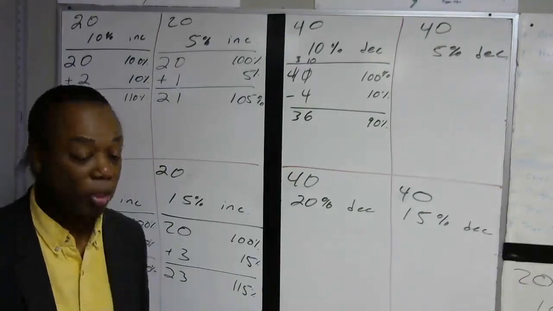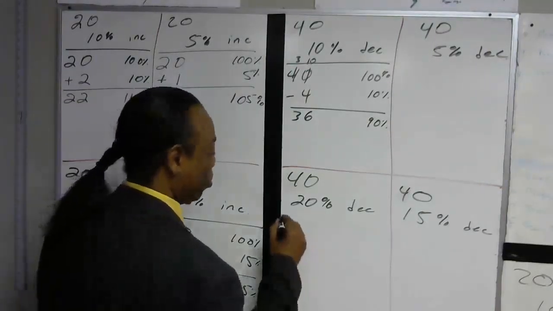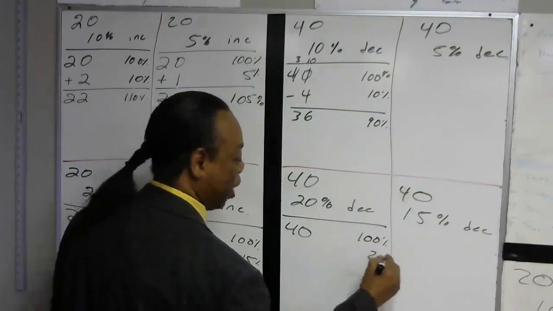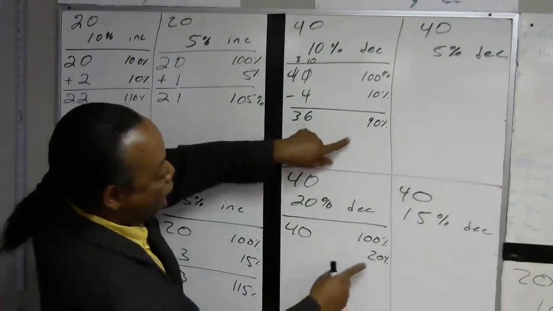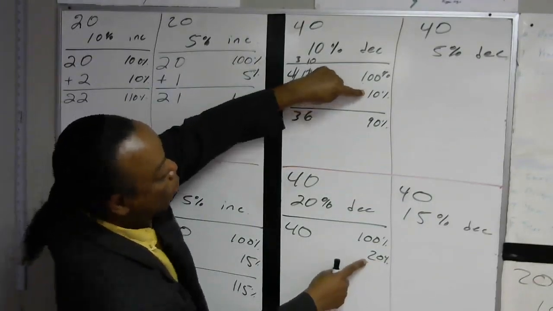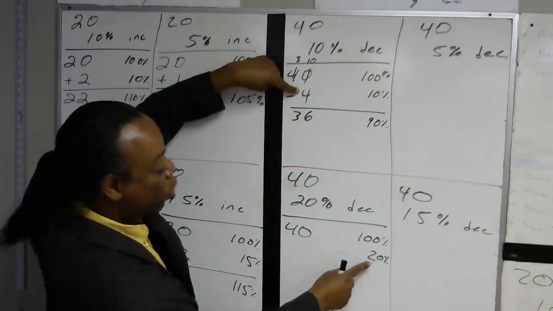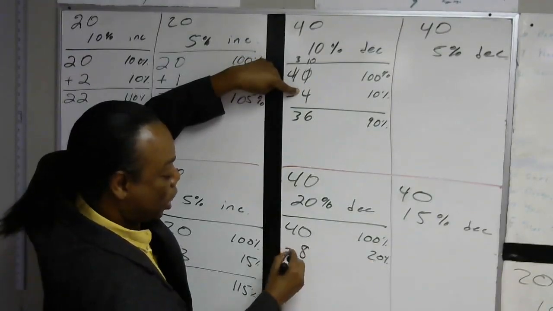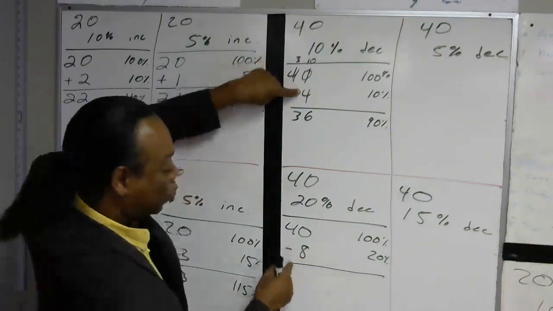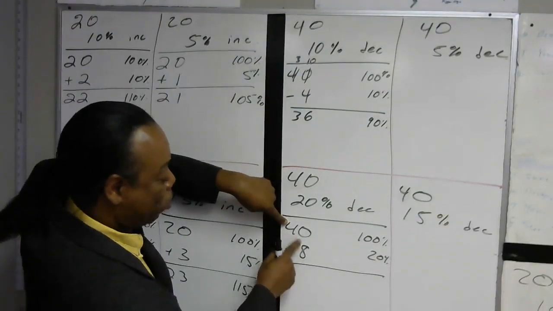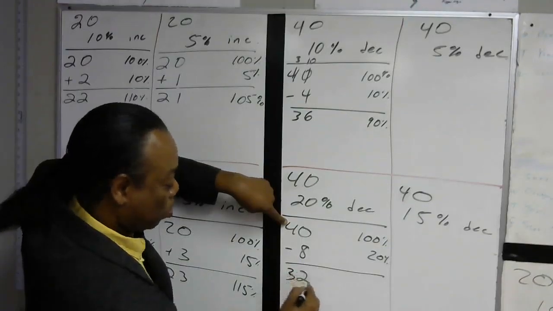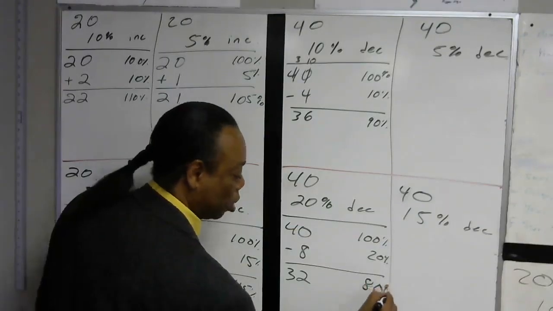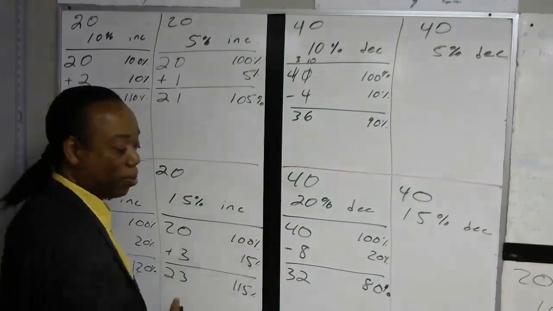Now let's find 20% and make a decrease. 40 represents 100%. To find 20%, I'm going to look at the 10%. If 10% is represented by 4, then 20% would be represented by twice that, or should I say 8. Now let's subtract. I'll just subtract 8 from 40, which will be 32. And 32 represents 80% of the original 40.